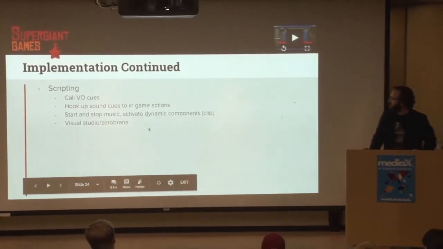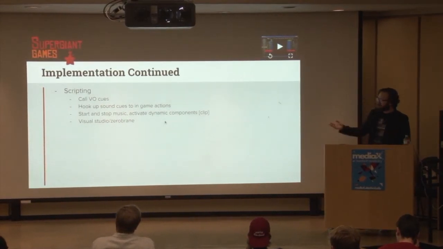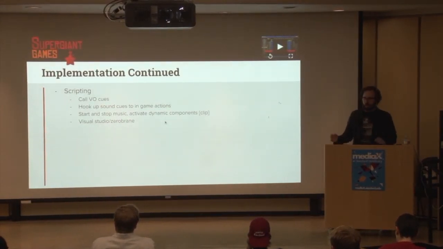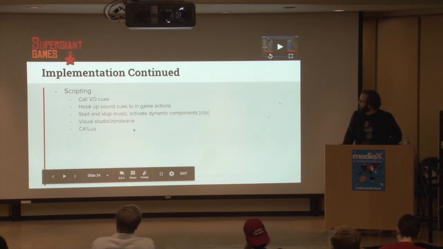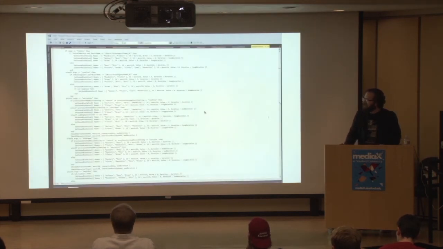So the tools that we use for scripting at Supergiant are Visual Studio mostly, and some of us use ZeroBrane, which are different tools for that. The language that we use is C#, and we use Lua. And this is what it looks like. The thing I was just talking to you about, this is the script that controls the way the music reacts dynamically in the game.